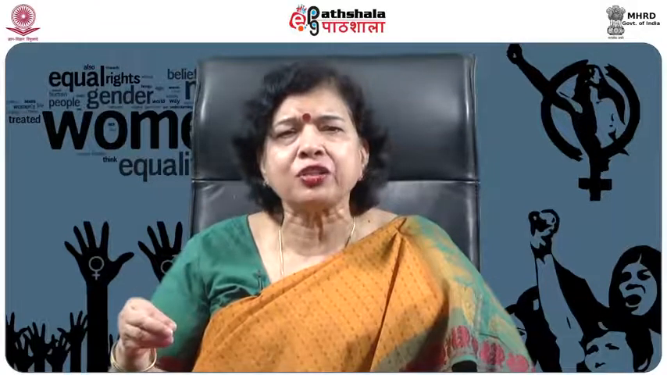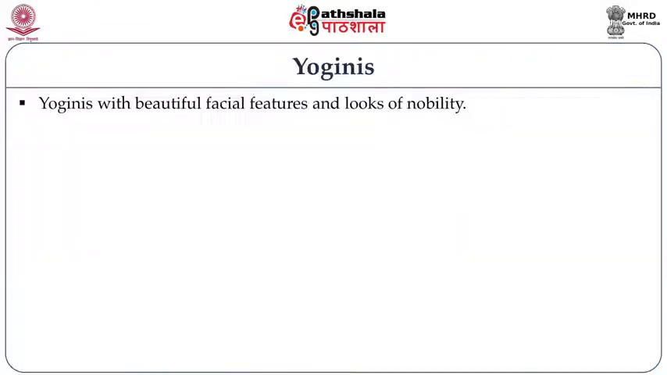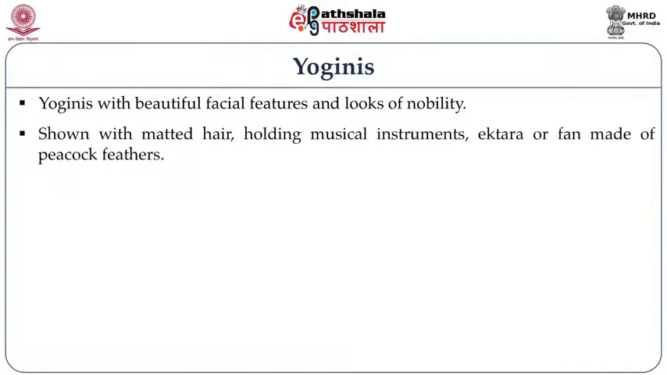Another interesting theme which is taken up by the miniatures is the yoginis. The yoginis have beautiful features. They almost look like nobility. Many times the yoginis are shown with matted hair. They are holding a musical instrument, an ektara, or a fan which is made of peacock feathers. They also wear shoes, and they wear a lot of ornaments.